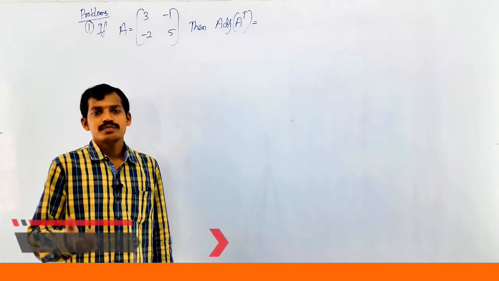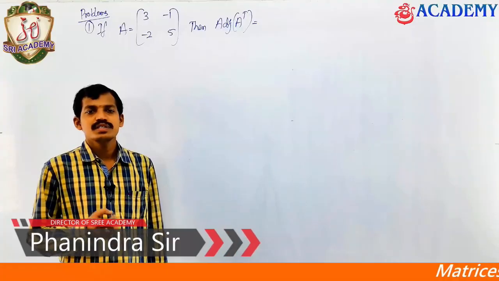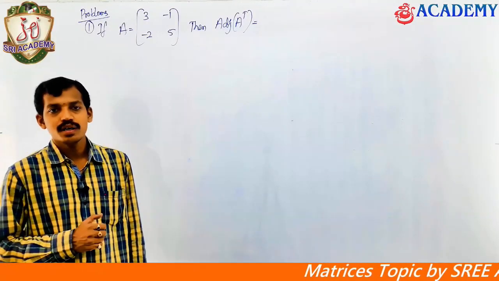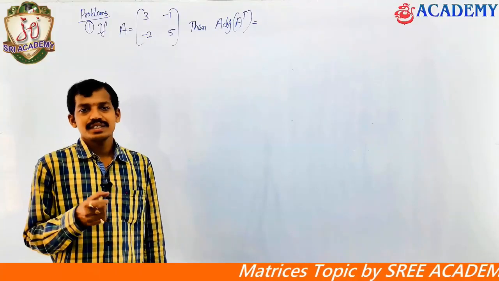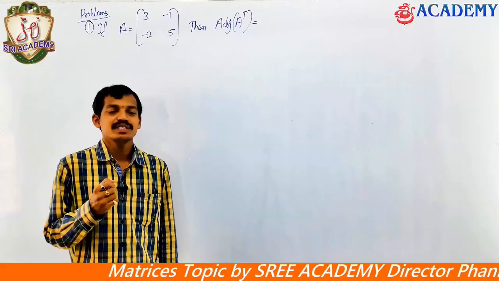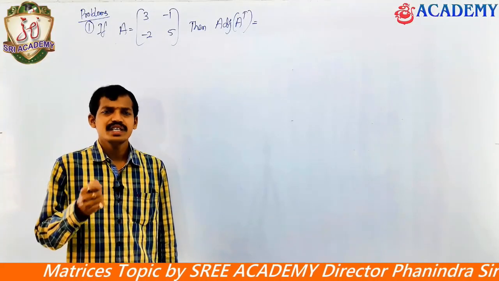Yeah, in this session, we'll see some problems based upon inverse matrix. Actually, inverse matrix is nothing but AB equals BA equals I. Then B is said to be the multiplicative inverse, that we are saying inverse. That is B equal to A inverse.